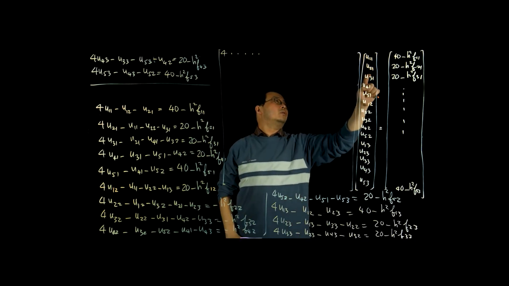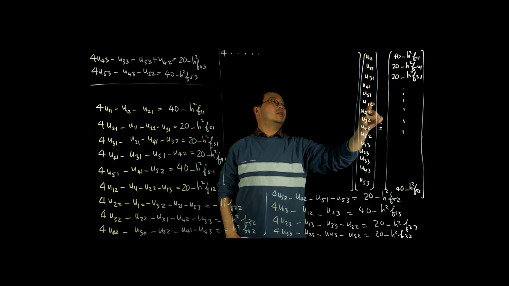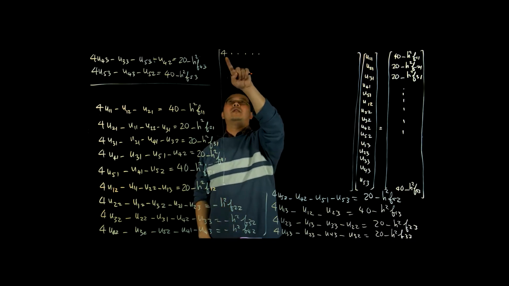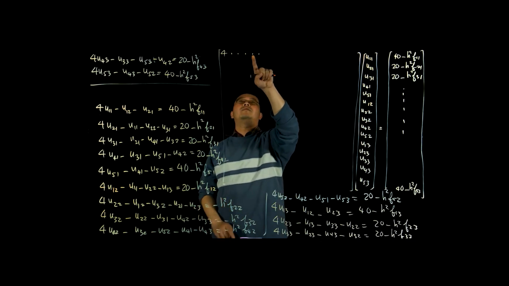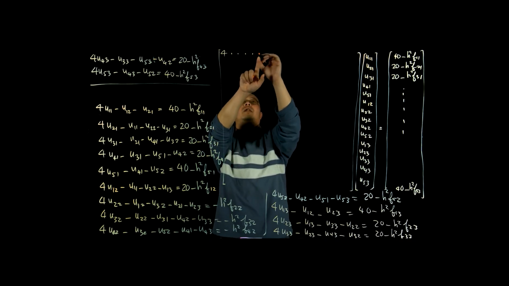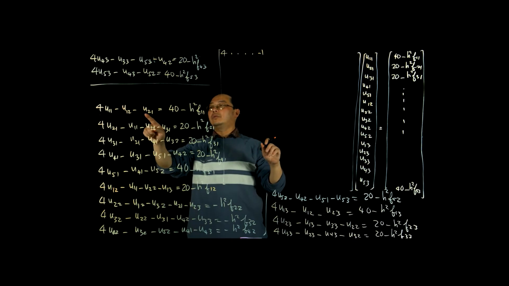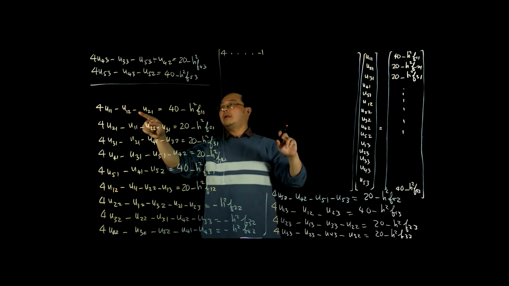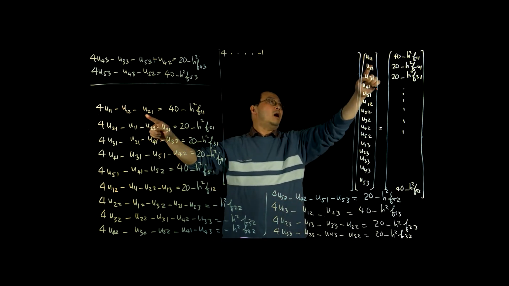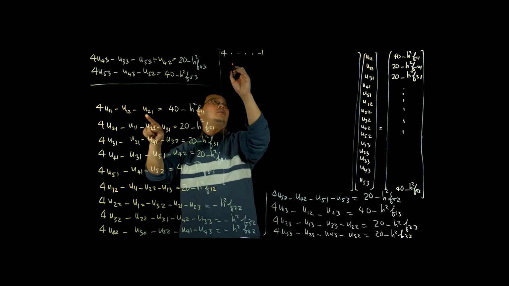So 1, 2, 3, 4, 5, and the sixth position. So 1, 2, 3, 4, 5. So this one you put in -1, yeah. And then you have minus U21. So minus U21 is right here. You put a -1.